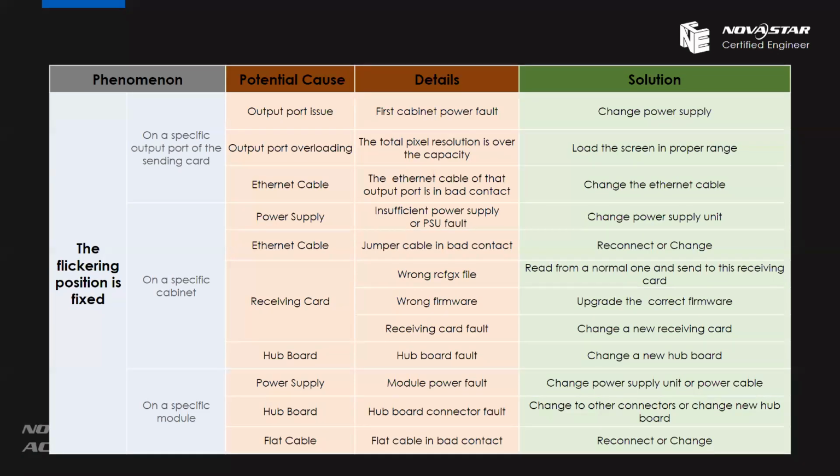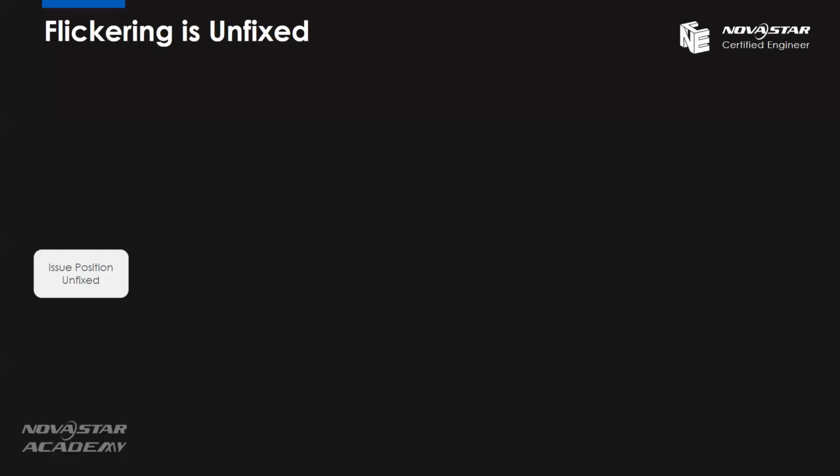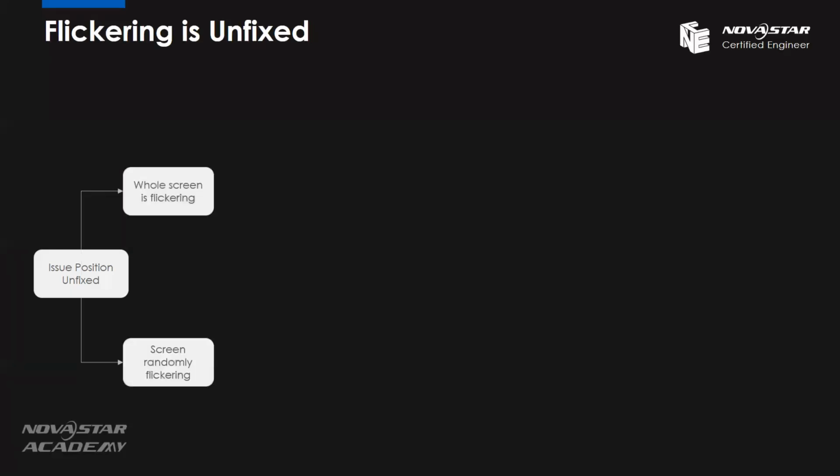And what if the screen flickering is random, or the whole screen is flickering, not just part of the screen? What could be the possible reasons, and how can we troubleshoot? Let's say the issue position is unfixed, like the whole screen flickering or the screen randomly flickering. Here we need to use a useful function, which is the screen control. We can use the screen control to send a test pattern to the screen.